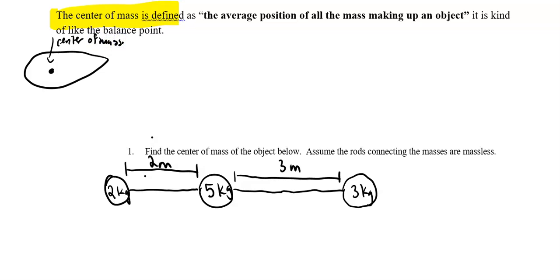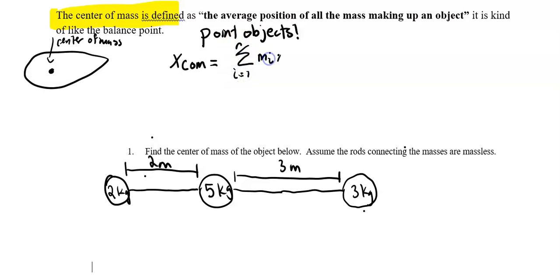Today, we're just going to talk about center of mass for point objects, where we have a little point in space, but it's not a massive object like the teardrop I just drew. The formula we're going to use, and then we'll do two example problems, is x center of mass equals the sum from 1 to n points of m_i x_i over m total.